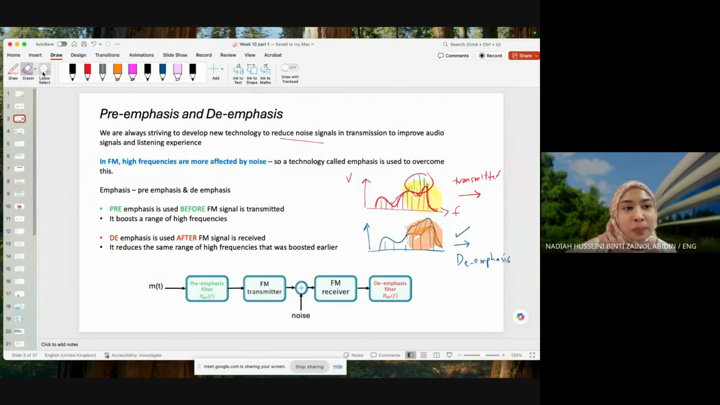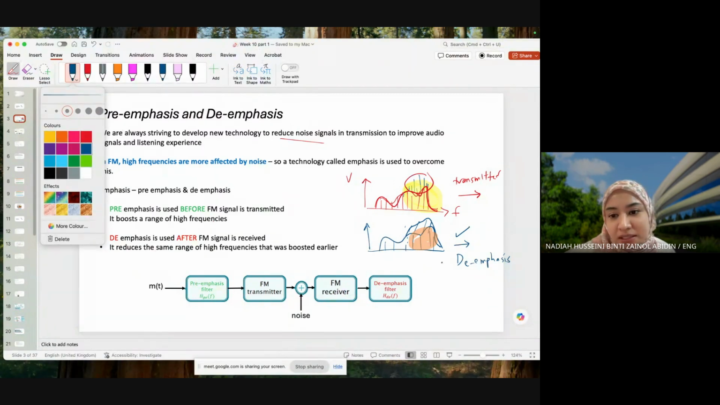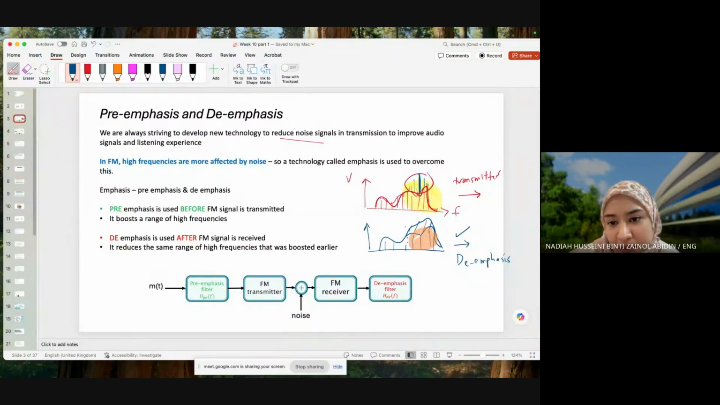So of course, you're not going to get the perfect original shape, but your noise is going to be smaller. For example, oh sorry, I'm struggling with the colors here. For example, this was the highest noise spike. After de-emphasis, maybe it's just this much. So it's not that much, and you will get quite a good SNR. Again, the aim is always to preserve a good SNR. A high signal to noise ratio is good. Signal over noise. Signal needs to be bigger than noise.